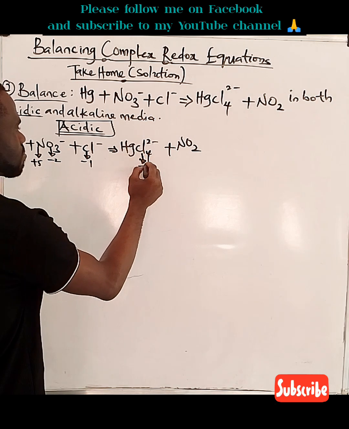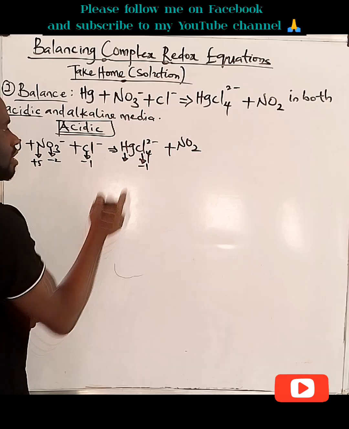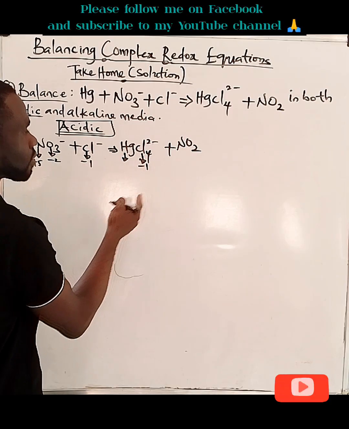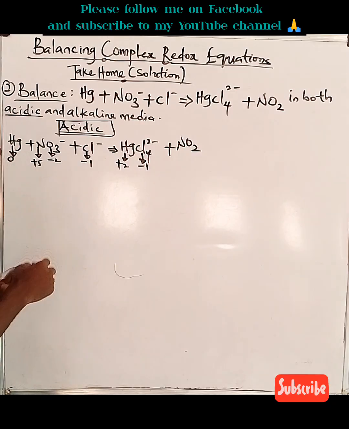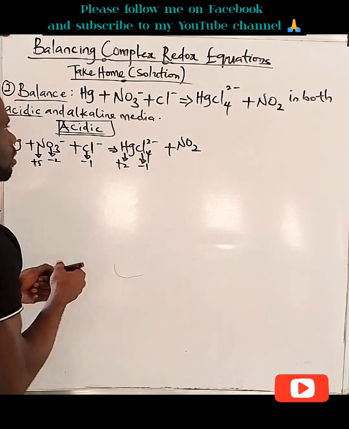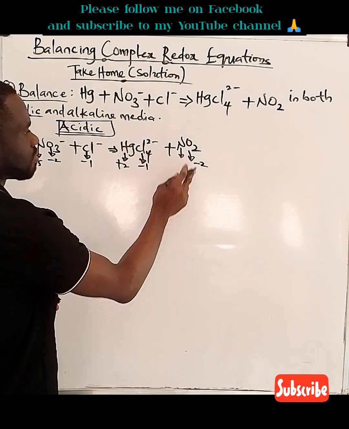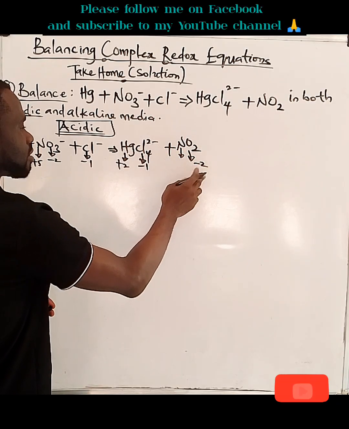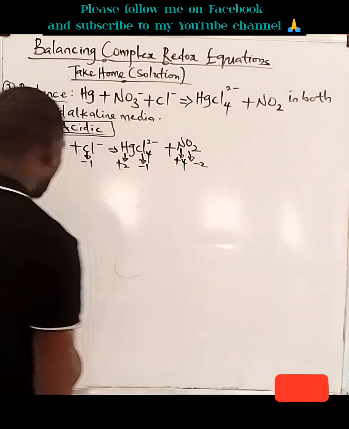So chlorine here also is minus 1. If chlorine is minus 1, times 4 gives minus 4, it means the mercury here will be plus 2, since the overall charge is minus 2. Oxygen here is minus 2, so minus 2 times 2 is minus 4, and the charge here is 0, so nitrogen will be plus 4. So we have everything well set out.